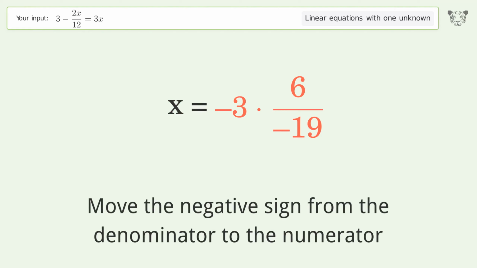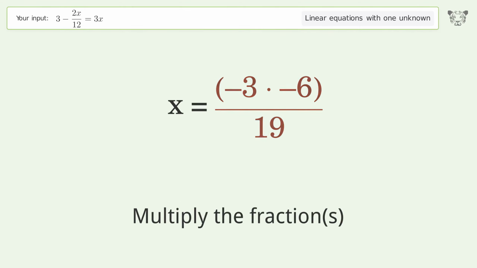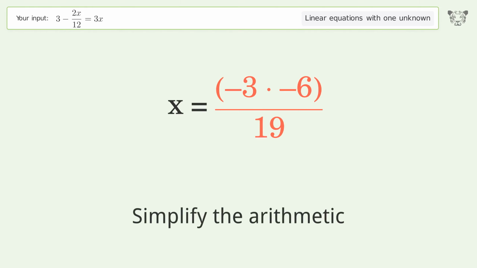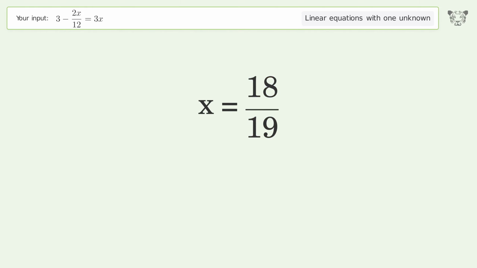Move the negative sign from the denominator to the numerator. Multiply the fractions. Simplify the arithmetic. And so the final result is x equals 18/19.